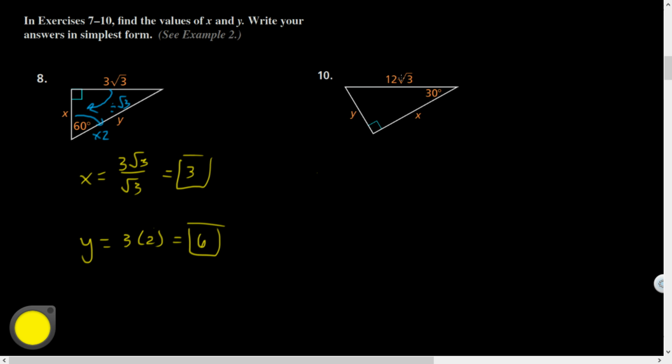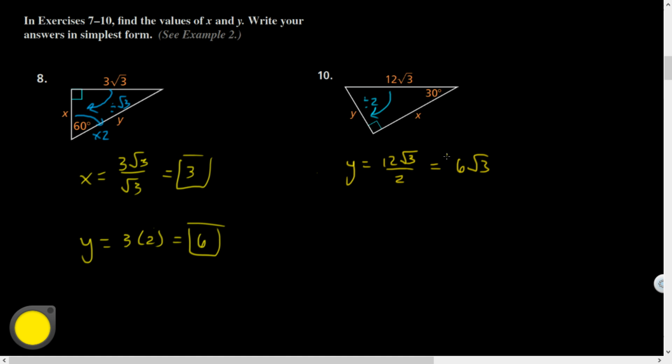Not bad, not bad. All right, over here a little bit trickier. And oh, don't get fooled by this. So that's the hypotenuse. How do I know that's the hypotenuse? Because it's opposite the largest angle, the right angle. I don't want to go from the hypotenuse to the longest leg. I'll go from the hypotenuse to the shortest leg, and I do that by dividing by 2. All right, so y is going to equal 12 rad 3 divided by 2. 12 divided by 2 is 6.